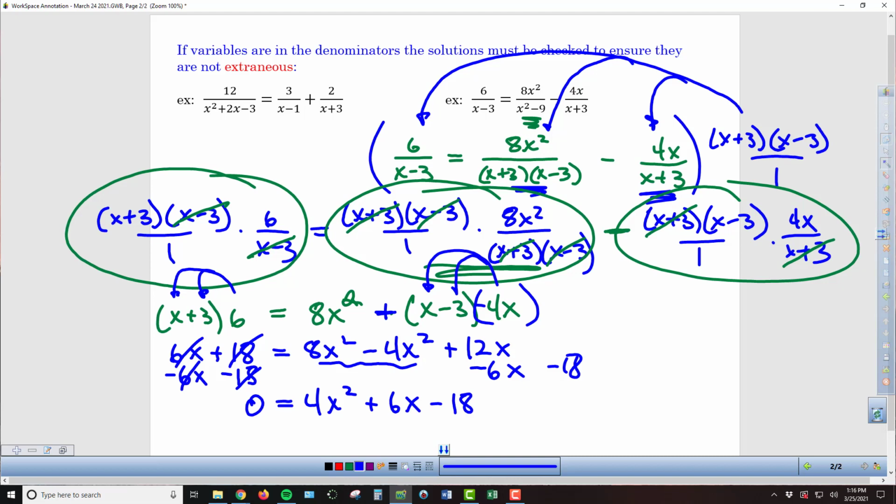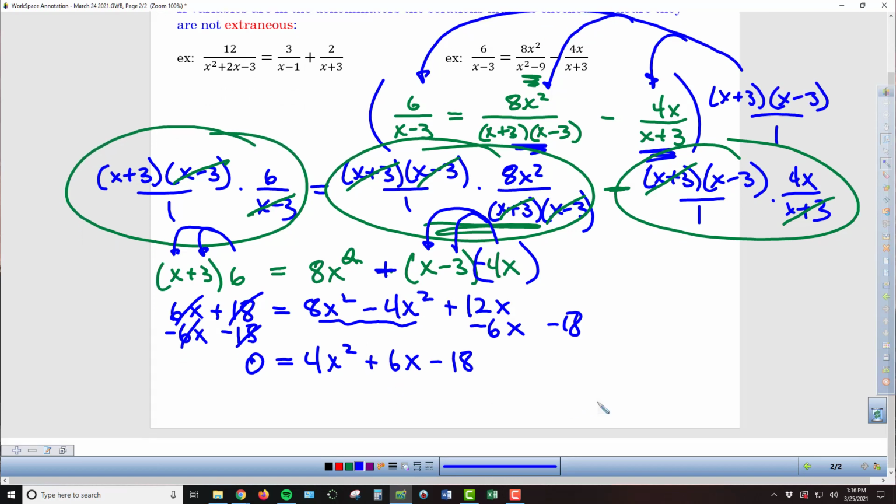So I can see that I can divide everything by 2. So that'll make my factoring life a little bit better. So I'm going to scroll down. And so if I divide everything by 2, I get 2x² plus 3x and then minus 9. And so now we have to set out to factor this expression. So I know it's going to be 2 sets of parentheses. I know it's going to have to be 2x and x.